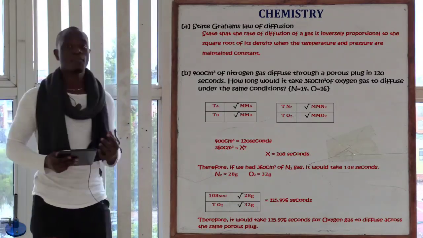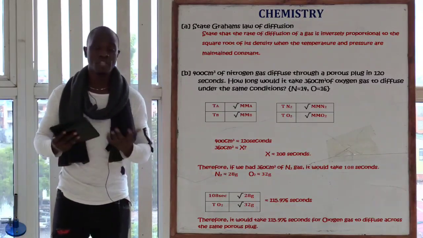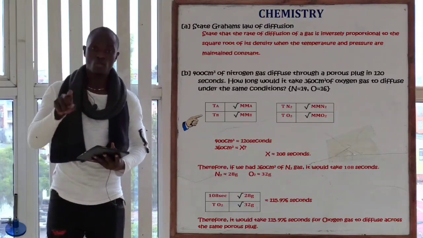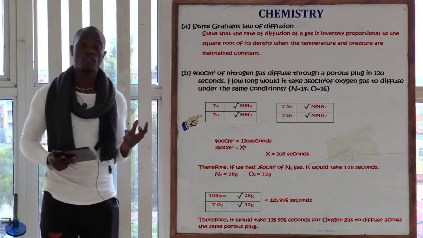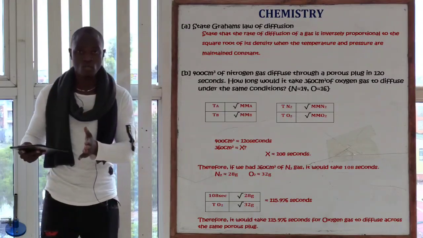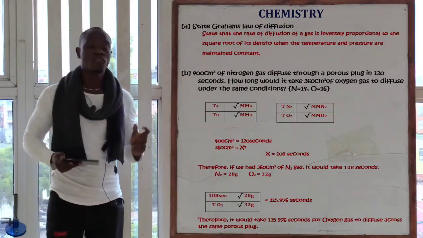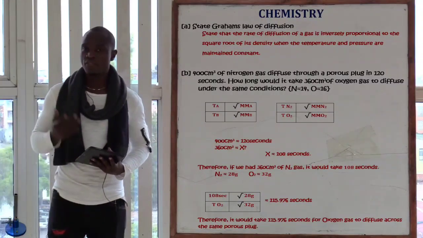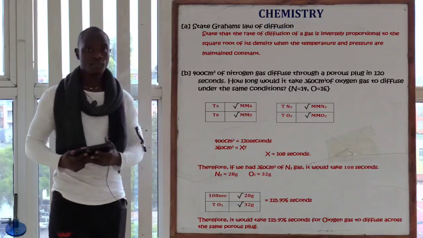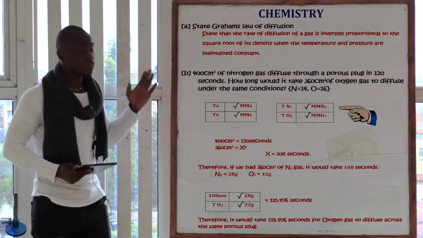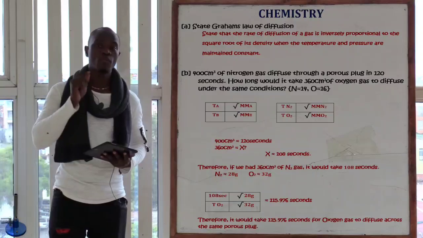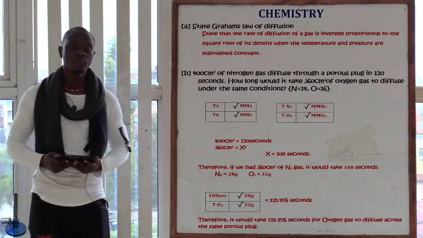Since we are being asked about the time, we are going to use the formula of time. The time of the first gas to diffuse divided by the time of the second gas to diffuse is equal to the square root of the mass of the first gas divided by the square root of the mass of the second gas. In this case, the first gas to diffuse is nitrogen. The second gas that you have been asked about is oxygen. Substituting in the formula, we say the time of nitrogen gas divided by the time of oxygen gas is equal to the square root of the molecular mass of nitrogen divided by the square root of the molecular mass of oxygen.